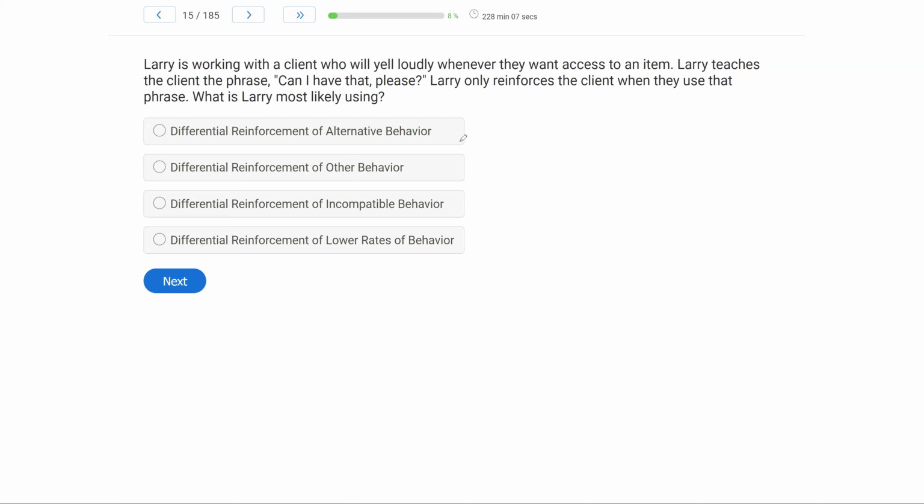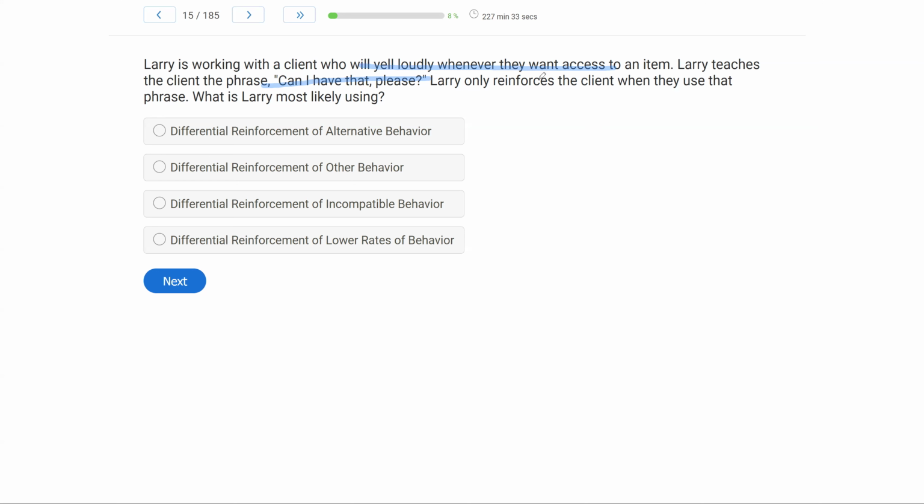Differential reinforcement question here. Let's think about what kind of differential reinforcement we are using. In a differential reinforcement question, ask yourself first, am I teaching a replacement behavior? Because if you are, you know it must be alternative or incompatible, because our other styles, the lower rates, the higher rates, don't teach replacements. We know Larry has a client who yells loudly. Larry teaches the new behavior, "Can I have that, please?" We're teaching a replacement. We know it's got to be alternative or incompatible.